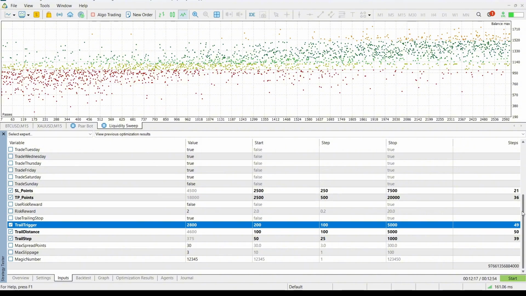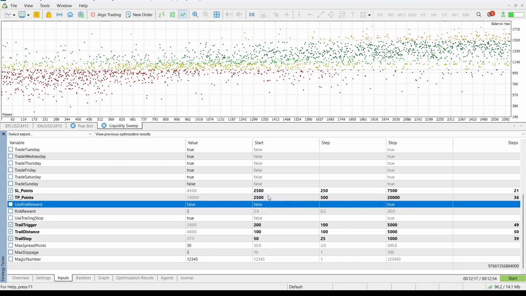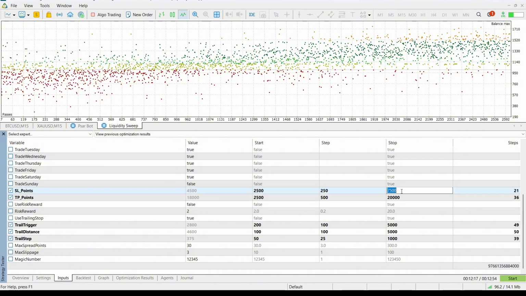If you're unaware of how to use an optimization on MetaTrader 5 or MetaTrader 4, you can go onto YouTube and watch some videos on how to actually optimize your EA, just to see how the step works. Look at this one here, it's starting on 2,500 and going in increments of 250 up until 7,500. You can actually set these yourself.